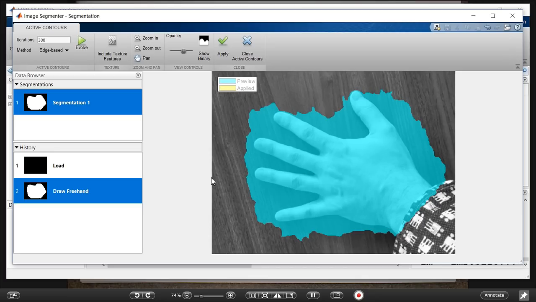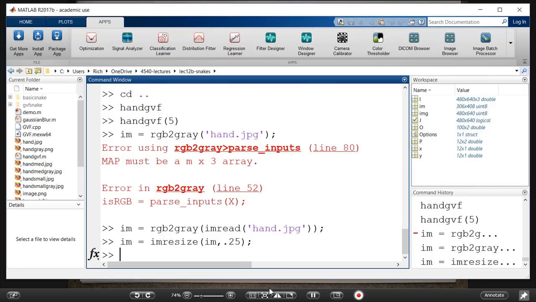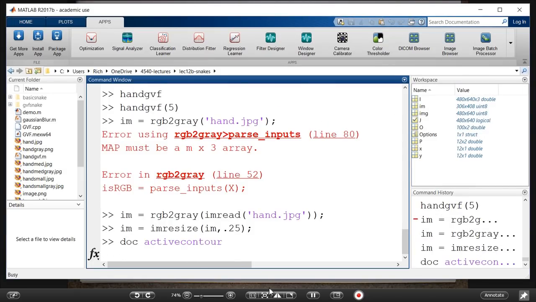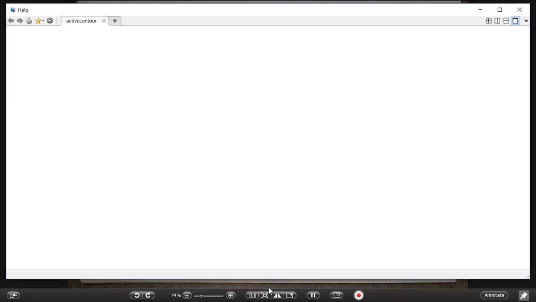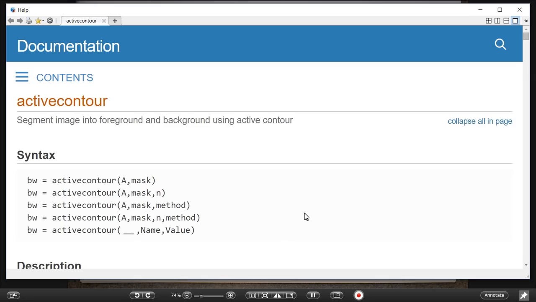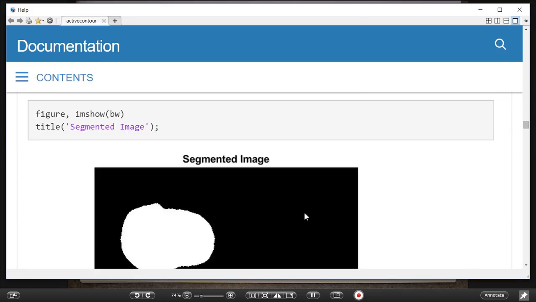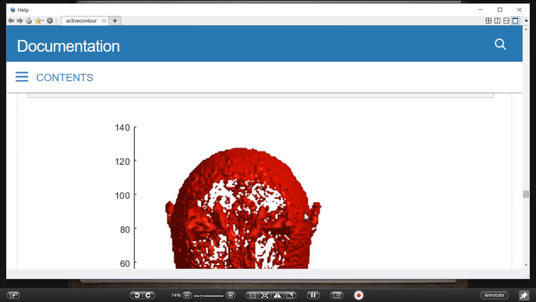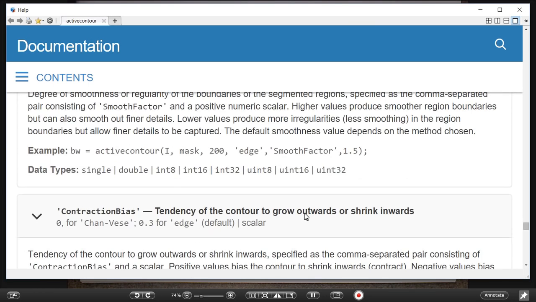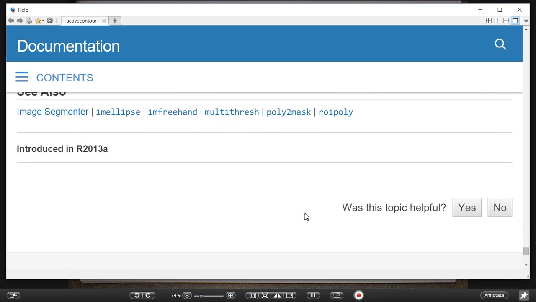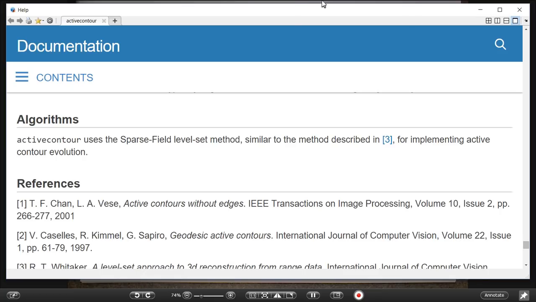And if I look in the MATLAB help, I think it's called activecontour. I'm wondering whether there's any sort of graphical option, like if you have a GPU, will it go any faster? No, I don't think so. So yes, it can be slow.